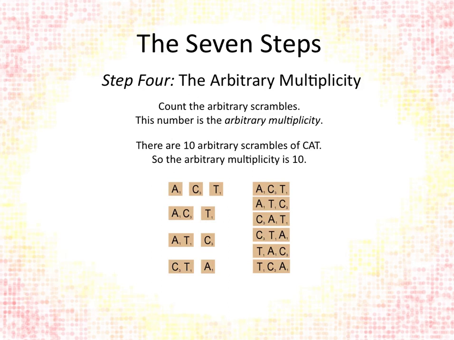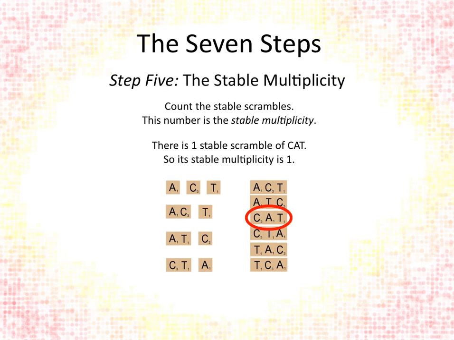Step 4, we find the arbitrary multiplicity. That is, we count the number of arbitrary scrambles, and this number is the arbitrary multiplicity. There are 10 arbitrary scrambles of cat, so the arbitrary multiplicity is 10. Step 5, we find the stable multiplicity. That is, we count the stable scrambles. There's 1 stable scramble of cat, and so the stable multiplicity is 1. There it is in the red circle, just 1.